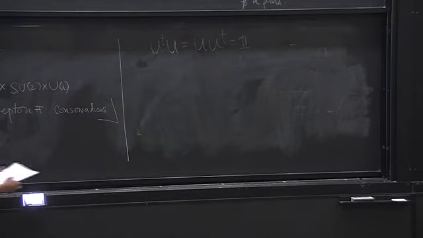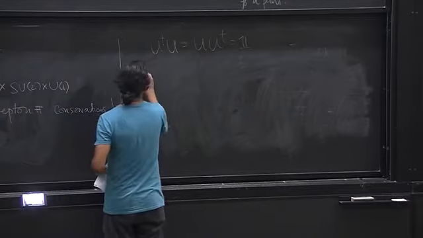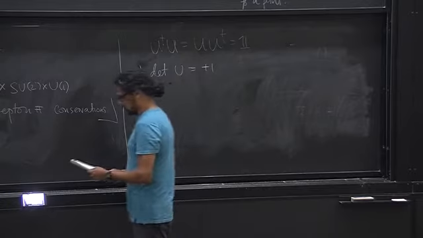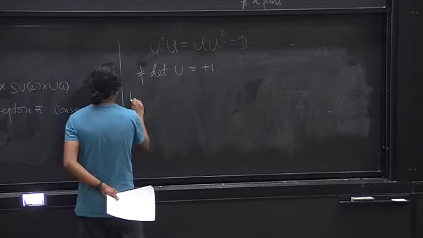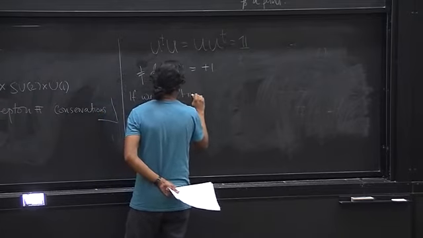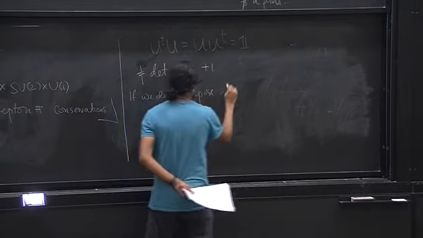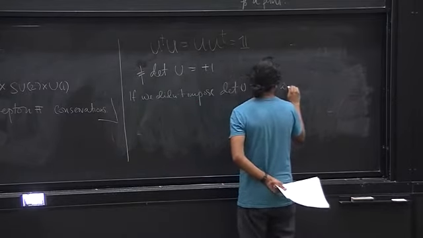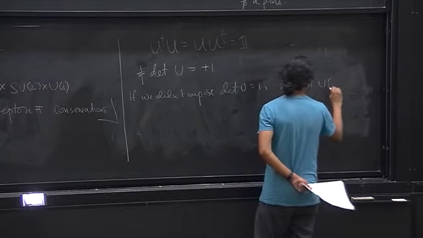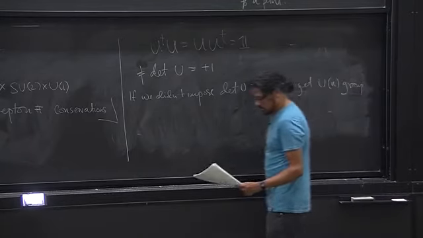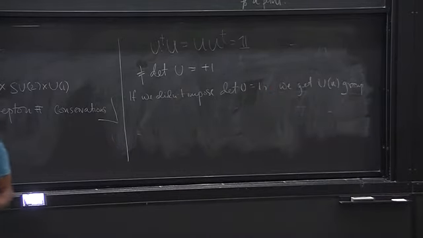And the determinant of U is +1. If we didn't impose this condition, we get the UN group. Nothing to do with the United Nations. Okay, what is the dimension of this group?